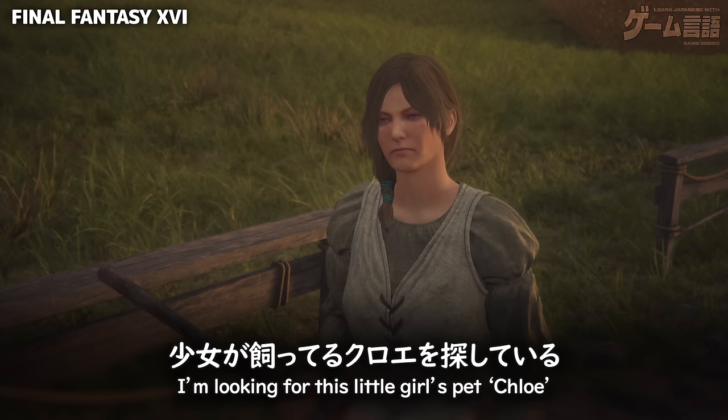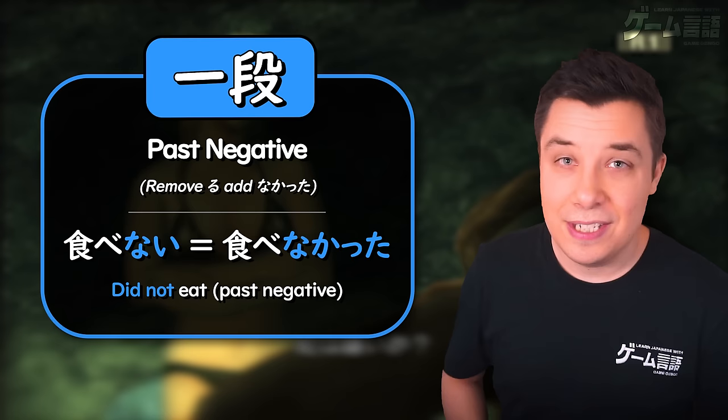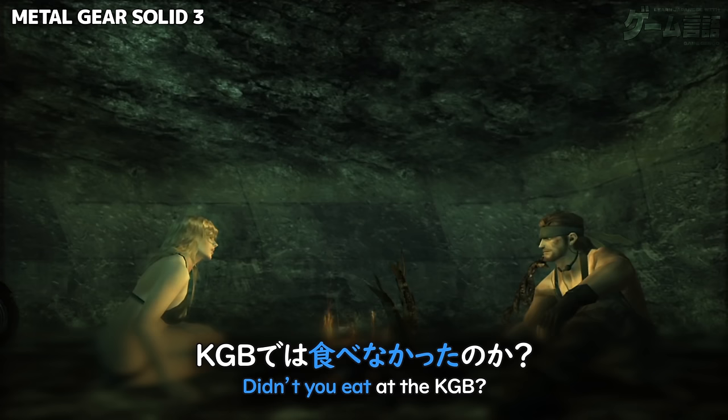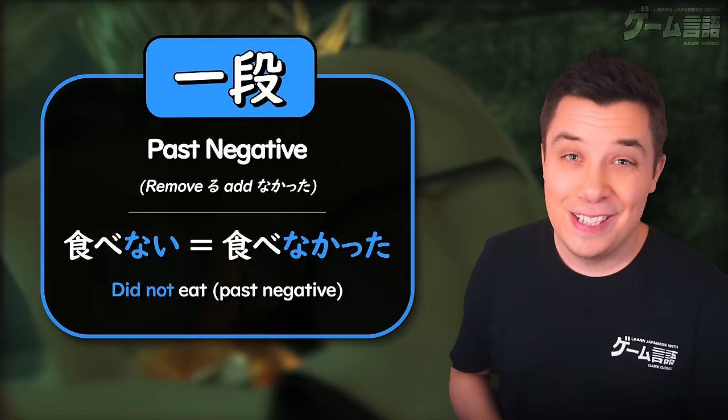少女が飼ってるクロエを探している。この辺りで見なかったか。 食べない, to not eat, 食べなかった. I didn't eat. KGB では食べなかったのか。 So, just replace nai with nakatta.